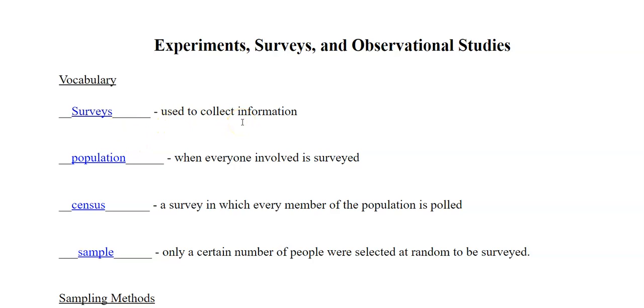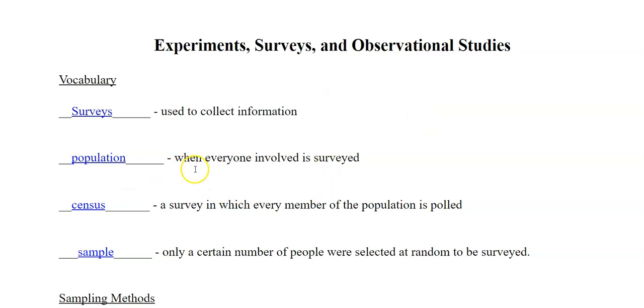So these are what we use to collect information. We ask questions, we record answers, and they look different. One really notable one is the census that happens every 10 years. And so that's a survey that's attempting to contact every American, and that's a well-known one.